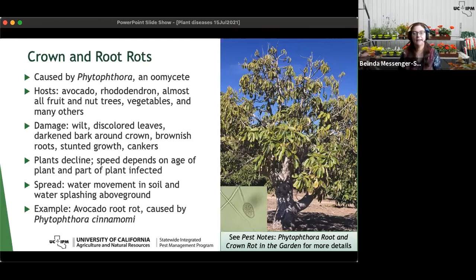You won't see any sign of the pathogen because they are microscopic. Definitive identification has to be performed by a plant pathologist using laboratory techniques. This photo shows an avocado tree infected with Phytophthora cinnamomi.